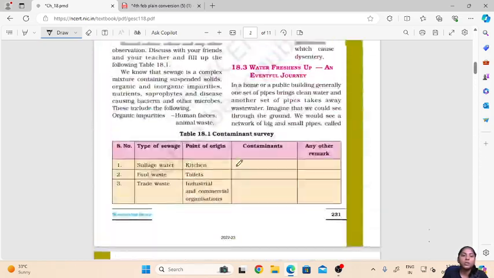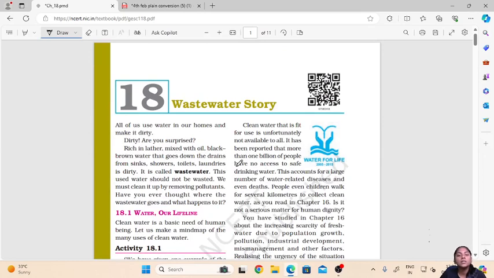So in this part, this is what we will see. In the next part, we will see the sanitation. What is sanitation? What are the sanitation practices which we can carry out in our homes and in public spaces as well?